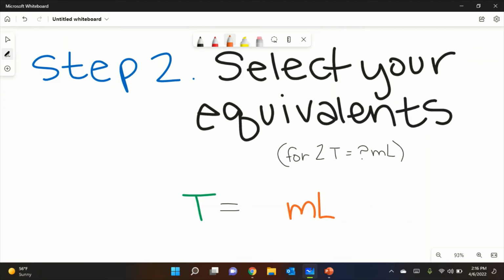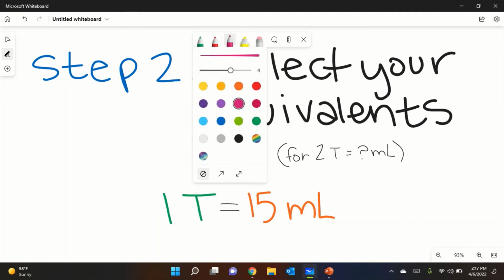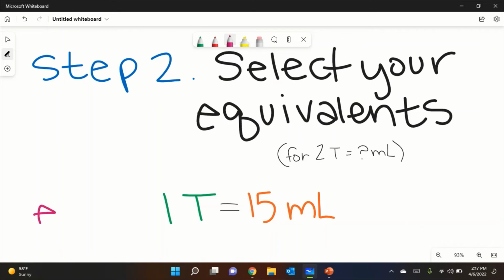Is there an approved, simplified, approximate equivalent that will get us from tablespoons to milliliters? Yes, there is. We know that 1 tablespoon is equivalent to 15 milliliters. So this is going to be our equivalent. I'm just going to write EQ for that. 1 tablespoon is equal to 15 milliliters.